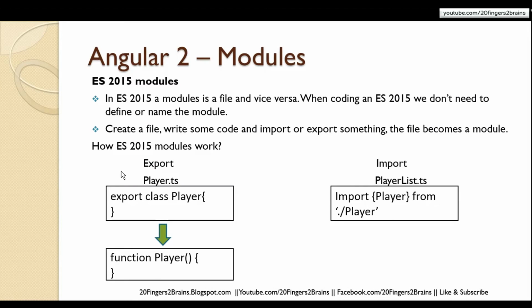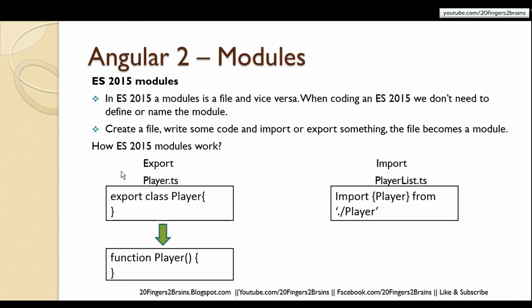Now we move to the second type of modules, which helps with namespacing issues. These are ES 2015 modules. In ES 2015, a module is a file and vice versa. So basically if you create a file and you import or export something from that file, that becomes a module. When coding in ES 2015, we do not need to define or name the module, because as soon as we create a file and we import or export from that file, that becomes a module. So we do not have to define or name a module in ES 2015 coding standards.